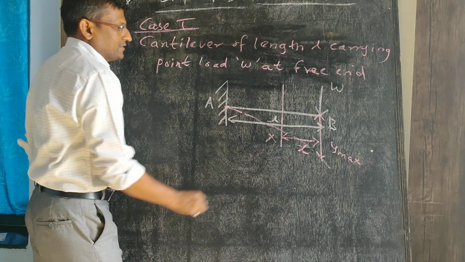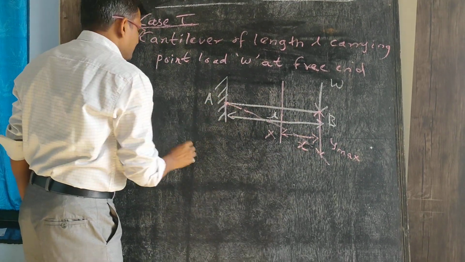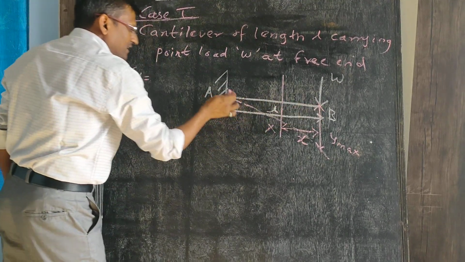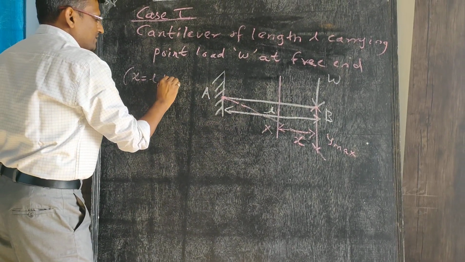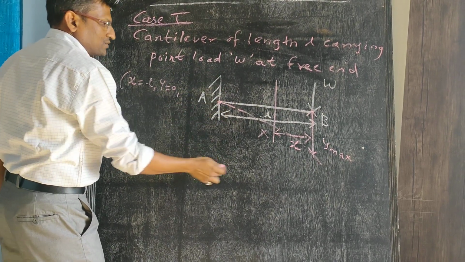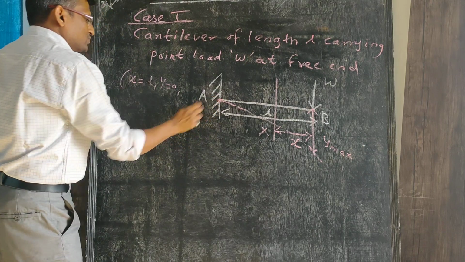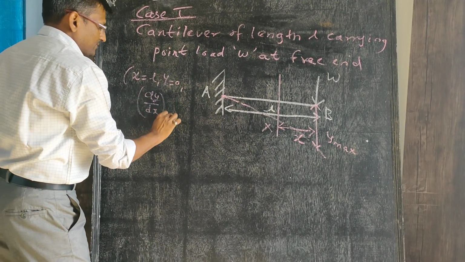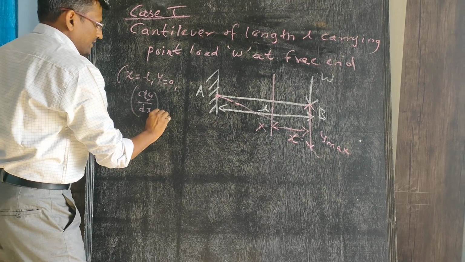At the end A, x will be L and y is 0 here. So that is the known condition we have. At the end A, x is L. There is no deflection, so y is 0. As well as there is no slope. Here there is no slope. So slope is also 0 at the end A. Okay.